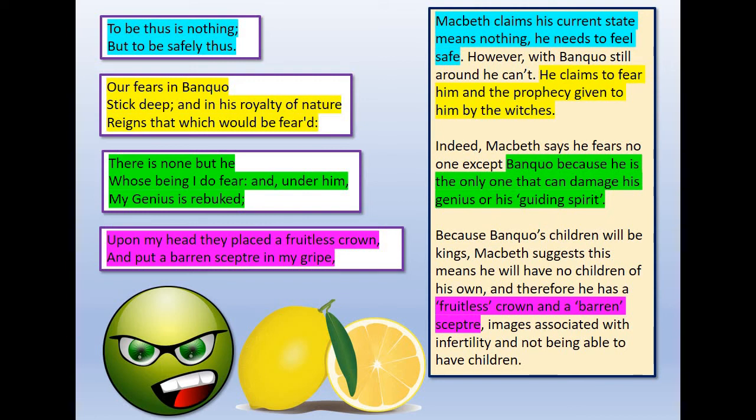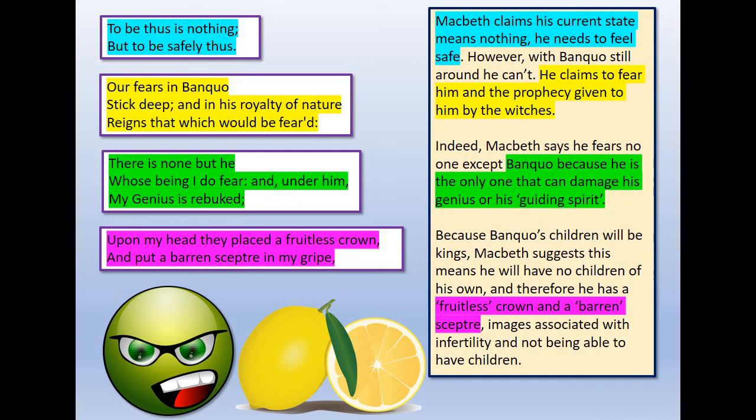Okay. So in this quote, Macbeth claims his current state means nothing because he needs to feel safe, i.e. he feels unsafe in the idea that this could be taken from him. And it could be taken from him in a couple of ways. He knows full well that he murdered Duncan. He knows full well that if that ever came out, he wouldn't be left as king. He would be stripped of his titles and crown. He would be sentenced to death. So would Lady Macbeth. And somebody else would take over as king. So he knows that in terms of the way he got the crown, he's unsafe.